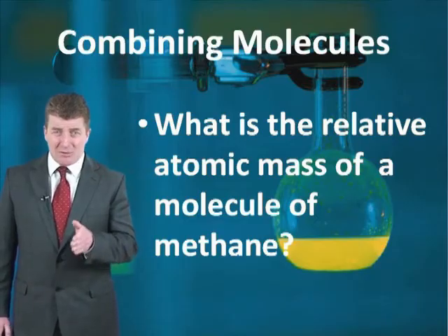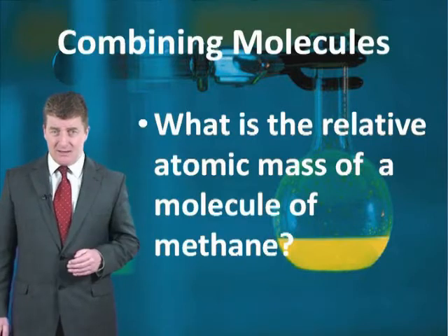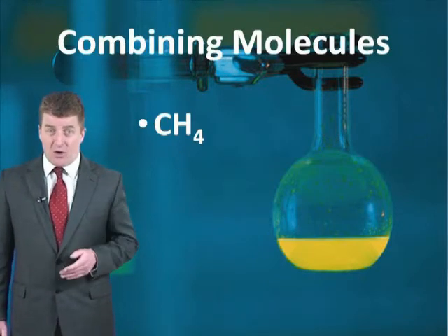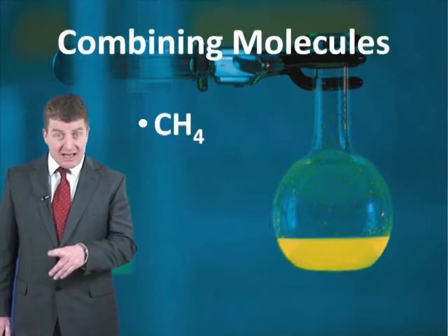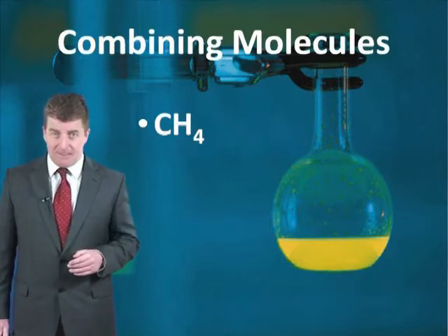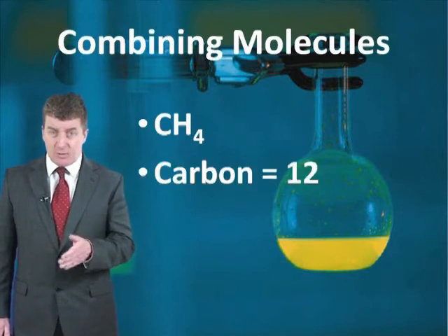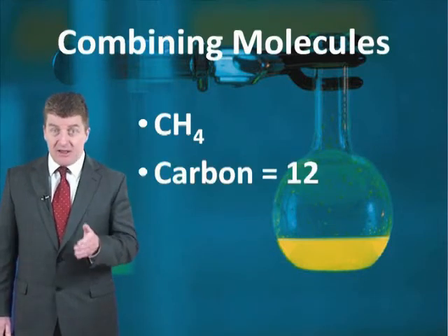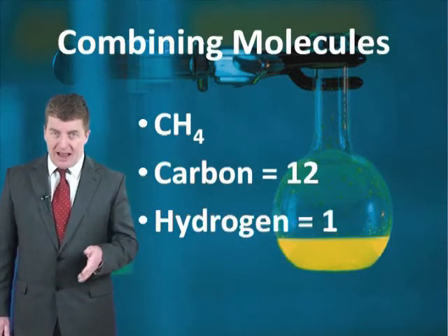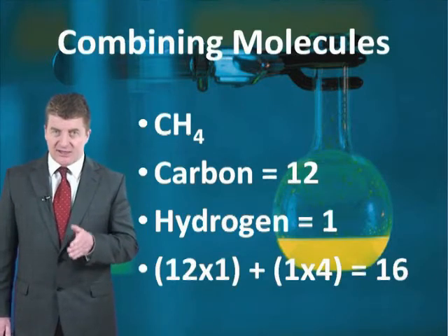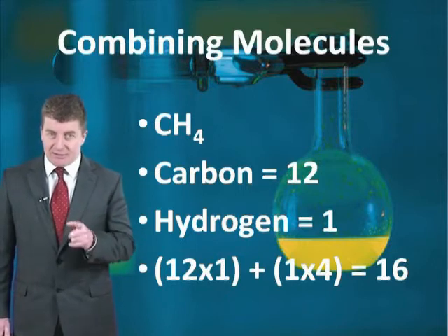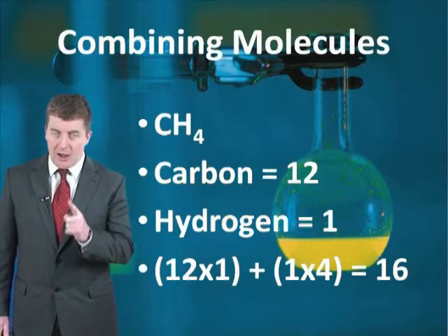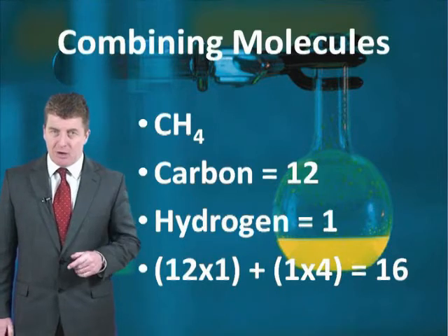What is the relative molecular mass of a molecule of methane? Well, the formula is CH4. So one molecule of methane contains one atom of carbon and 4 atoms of hydrogen. What is the atomic mass of carbon? Well, it's 12. What's the atomic mass of hydrogen? Well, it's 1. Combine it: 12 times 1 plus 1 times 4 is 16. So that's the molecular mass of methane, which means 16 grams of methane will contain 1 mole of methane.